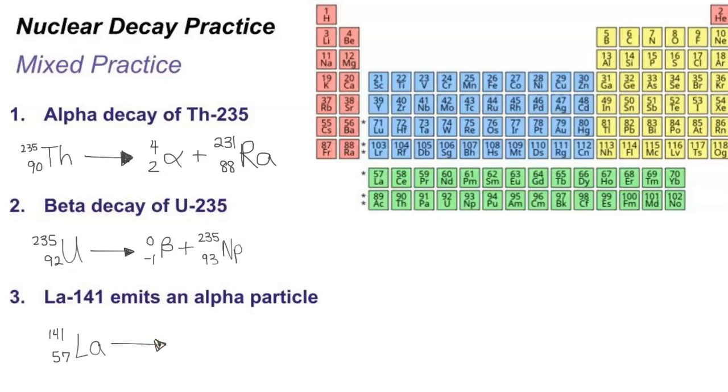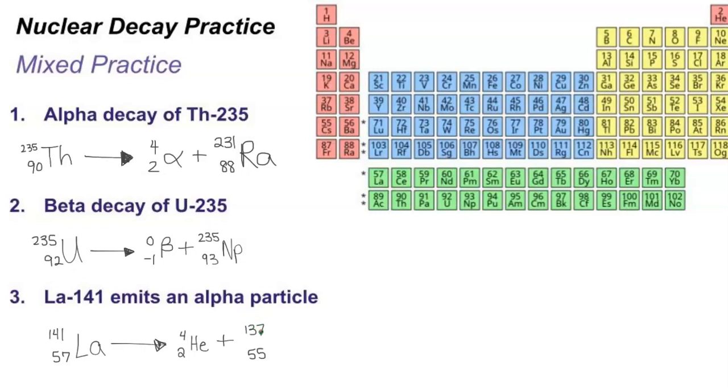So when it emits an alpha particle, alpha is 4, 2, and this time I'll put He. We just need to figure out what the other thing that is emitted with that alpha particle. And to do that, we'll make our numbers add back up to our original isotope. So 57 minus 2 will give us our new atomic number, and that's 55. And then 141 minus 4 gives us our new mass number, which is 137.